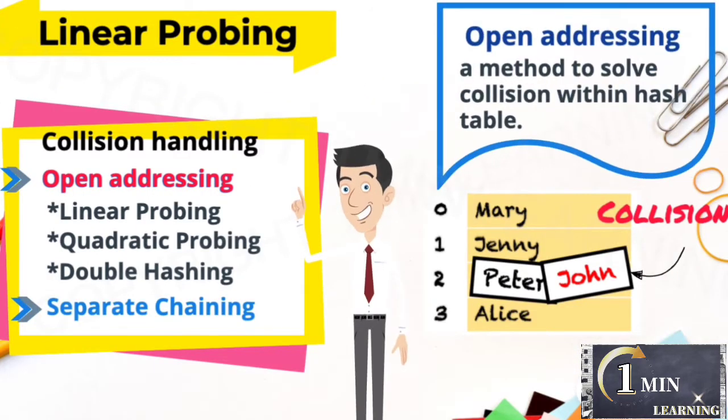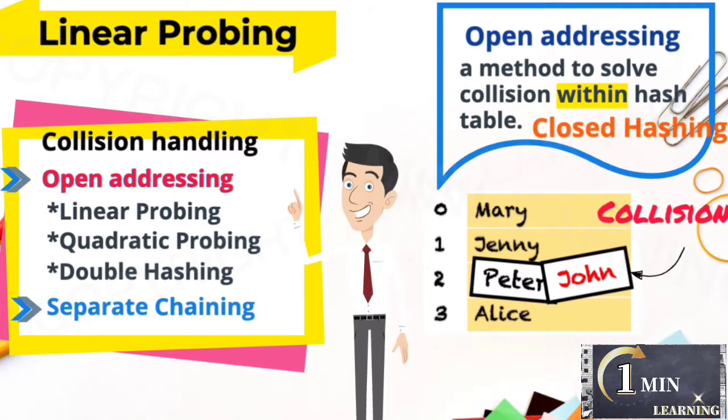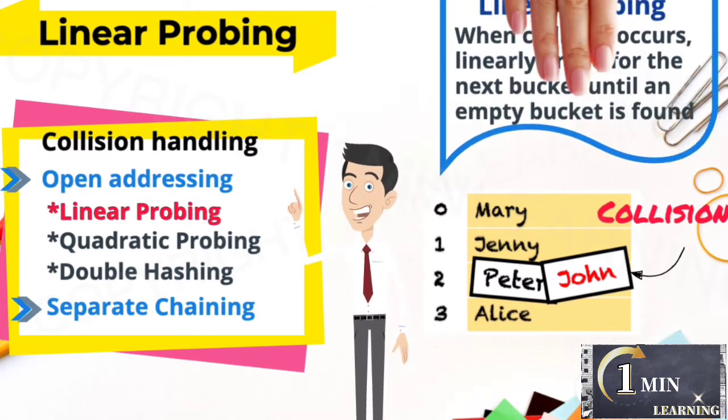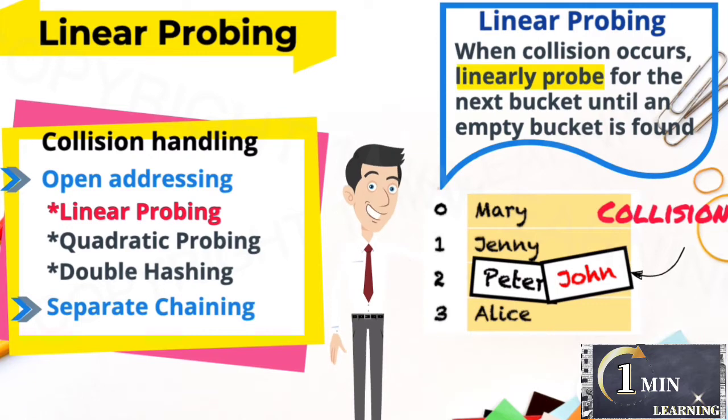Open addressing is a method to solve collision within a hash table. It's also known as closed hashing. In linear probing, when a collision happens, we linearly probe for the next bucket until an empty bucket is found.